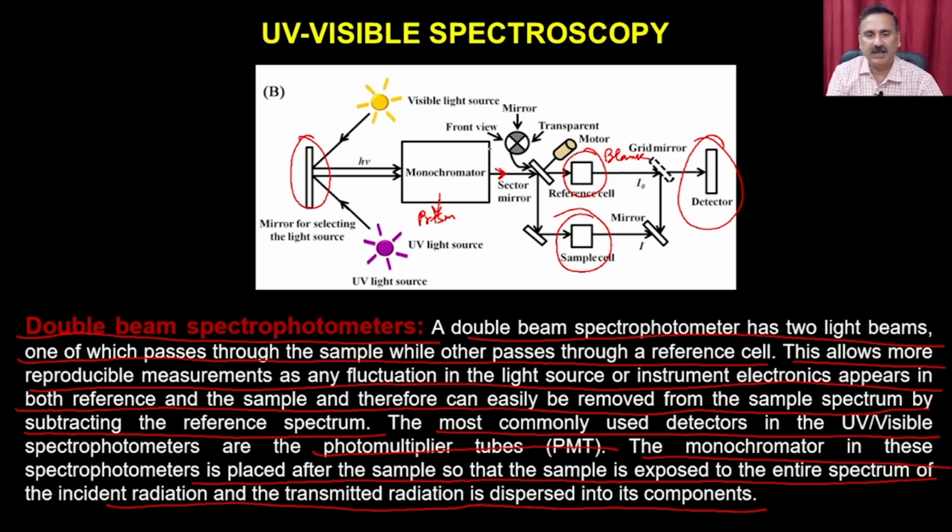And that's why, if there is any fluctuation in the intensity of these bulbs, it will reflect as a decrease in intensity of this beam, and ultimately it is also going to reflect in the intensity of both of these beams, because both of them are coming from the single source, right? And if there is any fluctuation or any kind of modulation in the sample or the reference cell, that also can be mapped. So that's why the errors are going to be reduced when you use the double beam spectrophotometers.